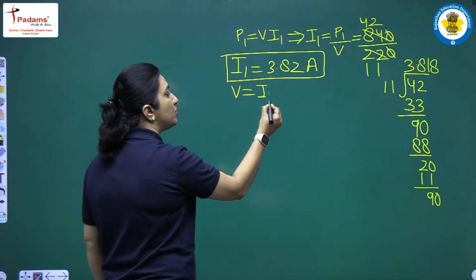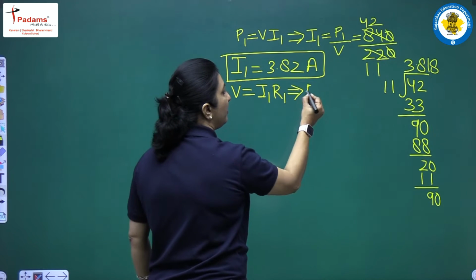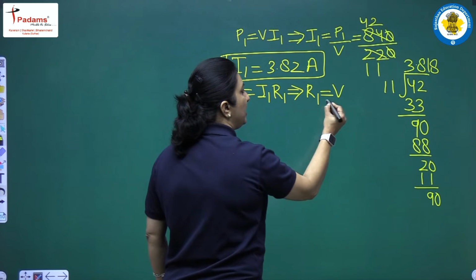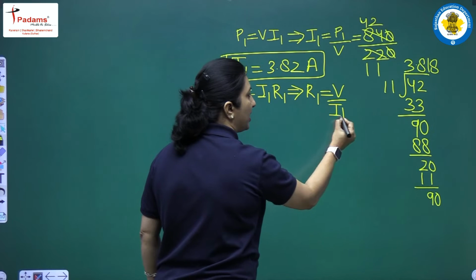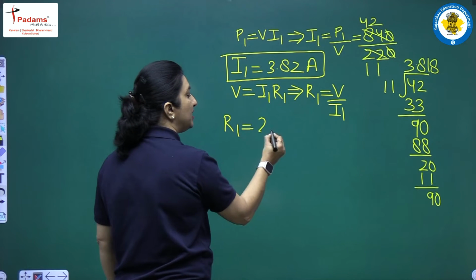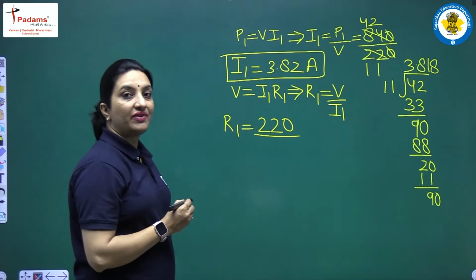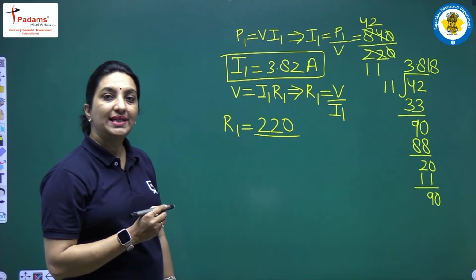So V is equal to I1 R1. So this implies that R1 will be equal to V upon I1. Here we will calculate the value of R1, and the value of V is given as 220. Now the value of I1, I have calculated it as 3.82.